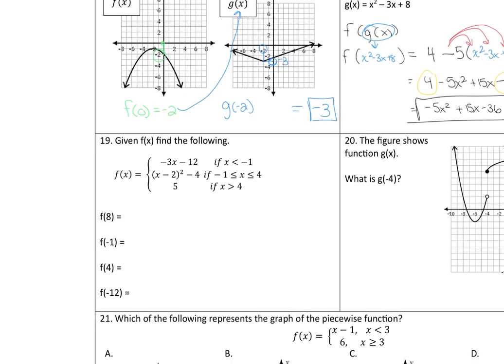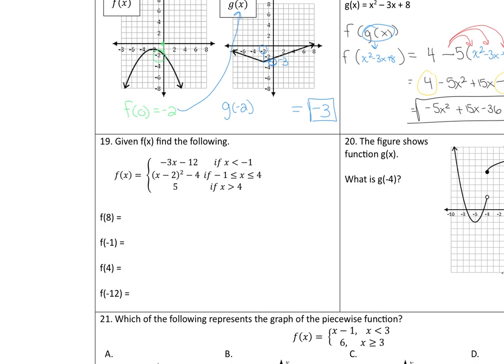Number 19. I'm going to color code really quick. I'm going to call the top piece the red piece, the middle piece the blue piece, and the bottom piece the green piece. So when you're doing this, you need to make sure you look at the restrictions over here on the end. The first one says 8.